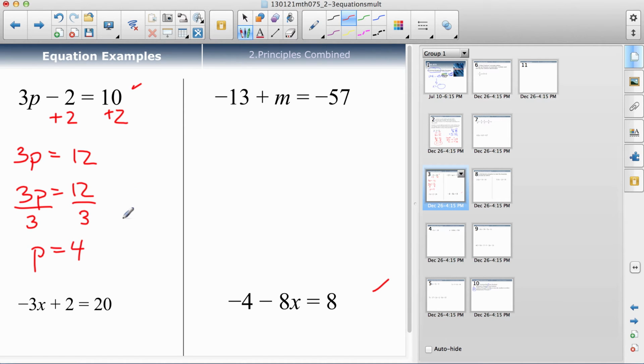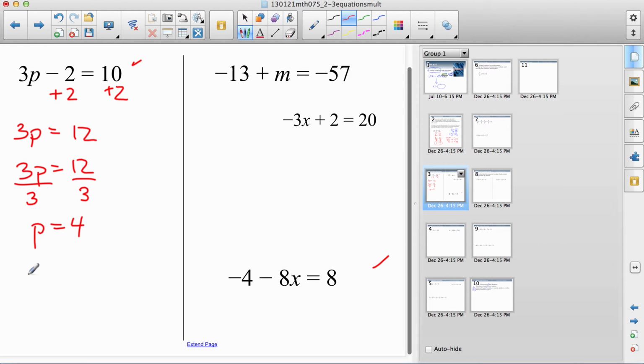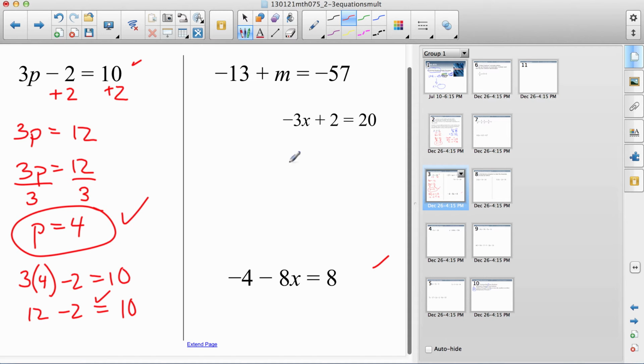And then if I do a check, I should maybe put this down a little bit. I'll just toss it up there. I should do a check, so I write my original equation down, and instead of the p, I put what I got for p. 3 times 4 minus 2 equals 10. 3 fours are 12. Does 12 take away 2 equal 10? If it does, then that means that this is the correct answer.